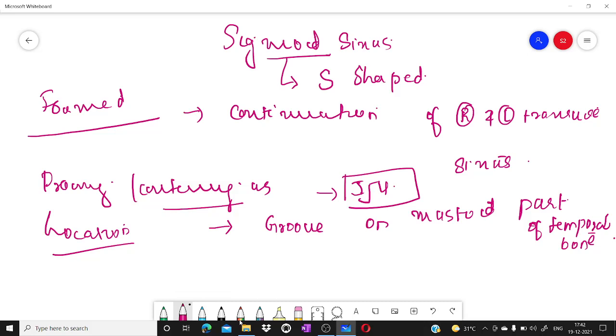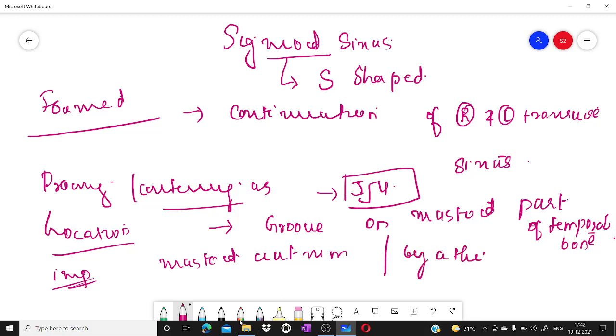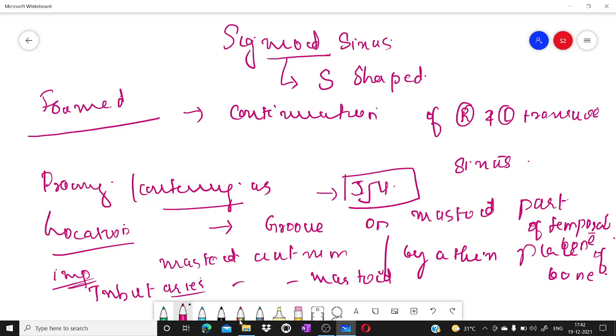An important point is that it is separated from the mastoid antrum and mastoid air cells by a thin plate of bone. So the tributaries are of course from the mastoid and condylar emissary veins. Mastoid infection can spread to the sigmoid sinus and can lead to sigmoid sinus thrombosis as well. So that is a clinically important point.